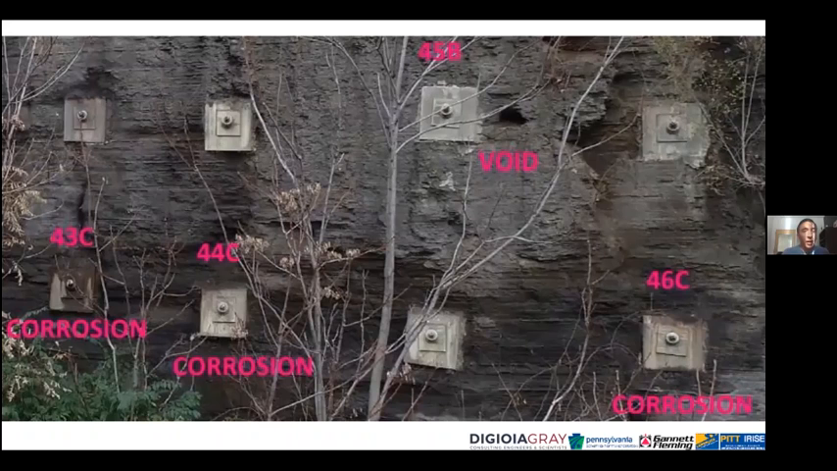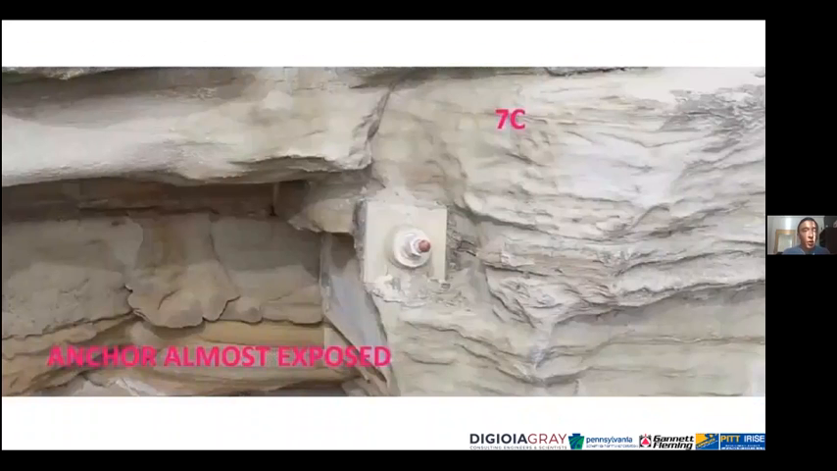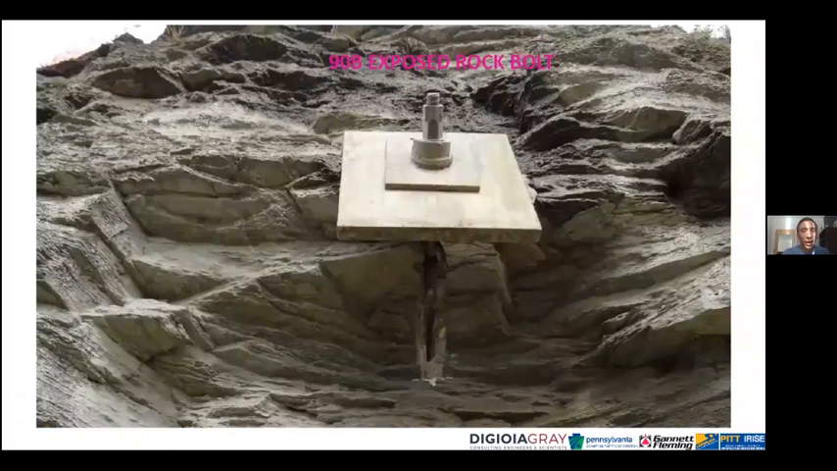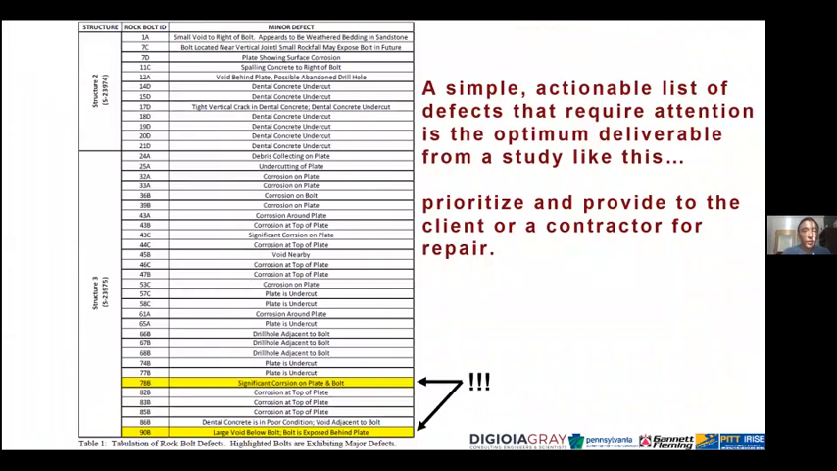They had to re-drill something, anchors that are almost exposed, undercut dental concrete, and also the pier. And then kind of the worst case scenario where you've got a fully exposed rock bolt and plate with no bearing surface left. So a simple actionable list of defects that require attention is the optimum deliverable from a study like this. Prioritize and provide to the client or a contractor for repair.